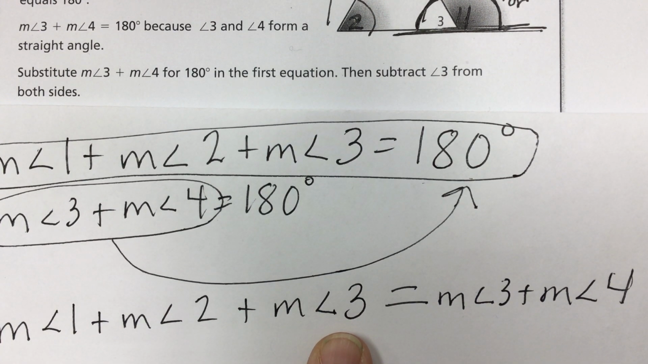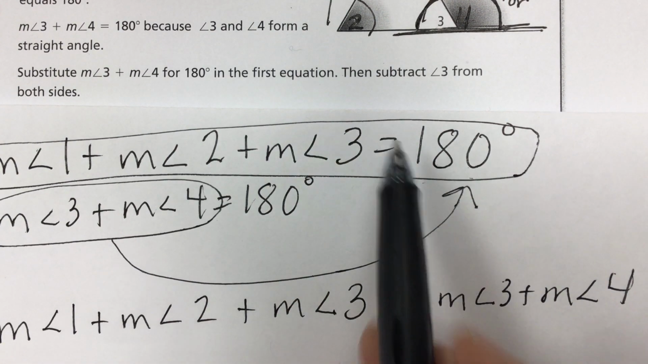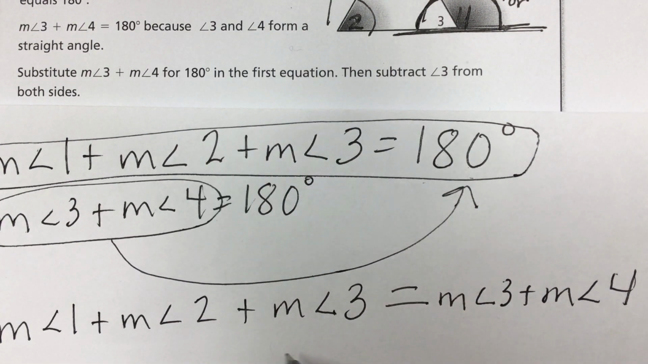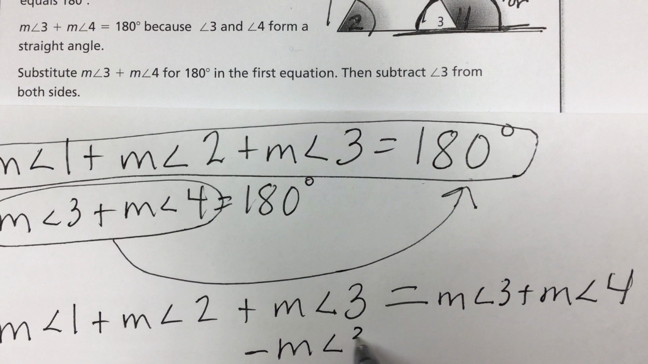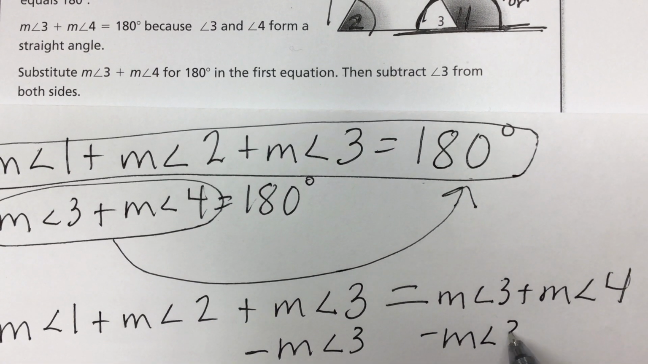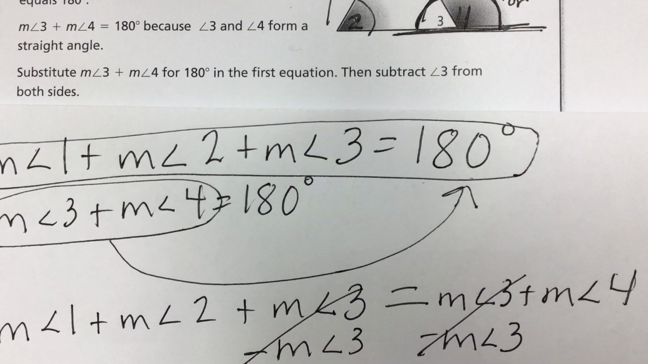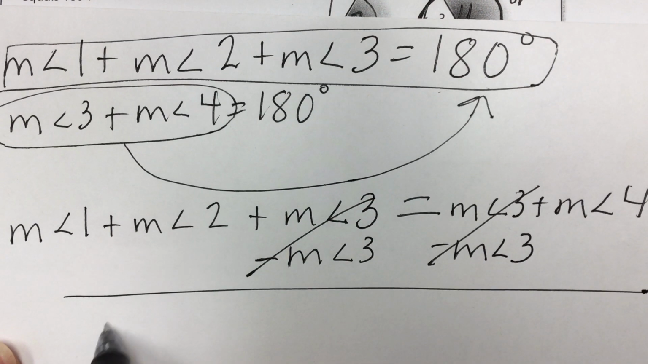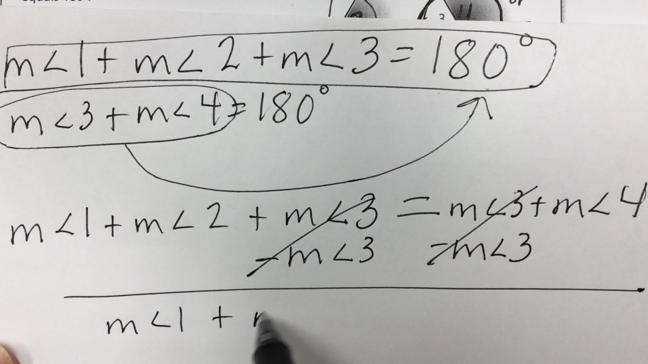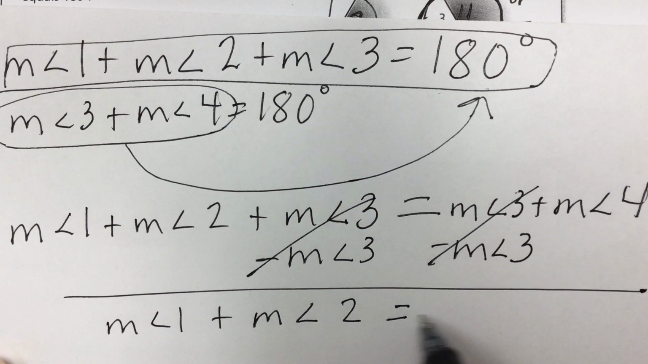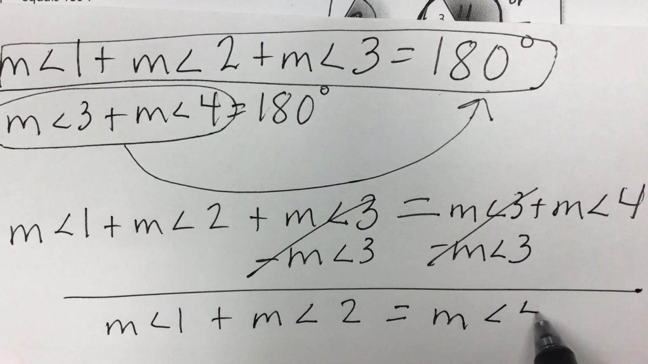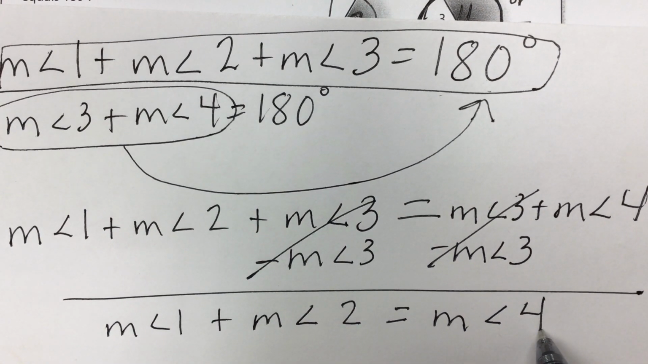Next it says subtract the measure of angle 3 from both sides. So let's subtract the measure of angle 3 from both sides. We're kind of solving it like an equation. Well, if you subtract the measure of angle 3 from both sides, those cancel, leaving the measure of angle 1 plus the measure of angle 2 equals the measure of angle 4. And that's where the theorem comes from.